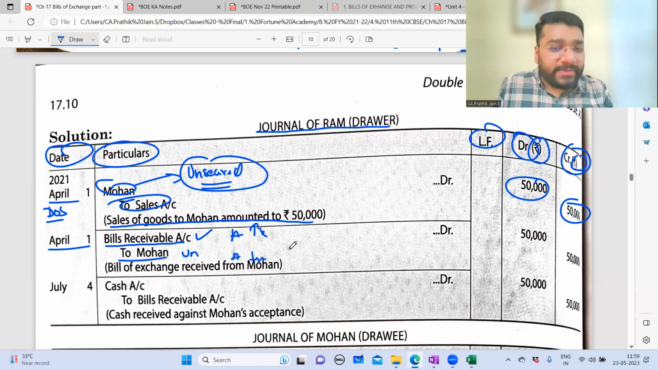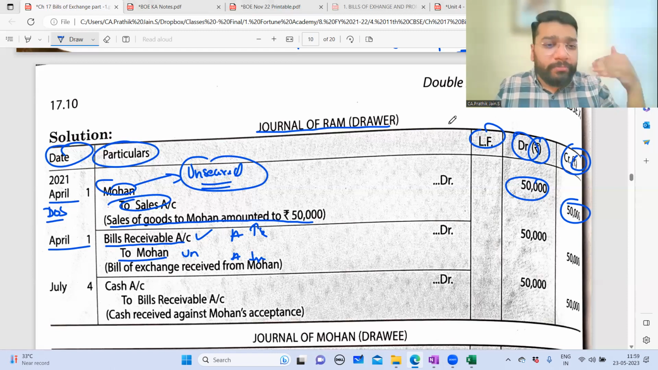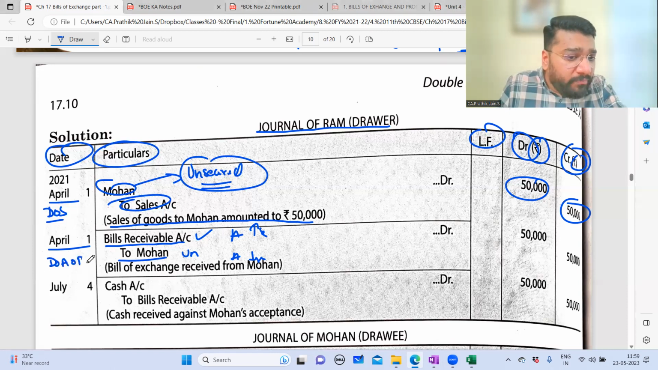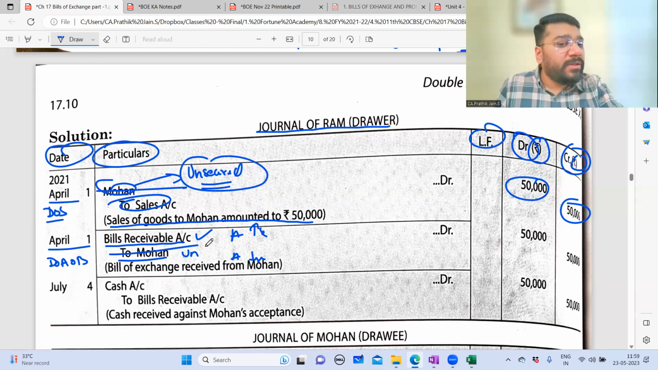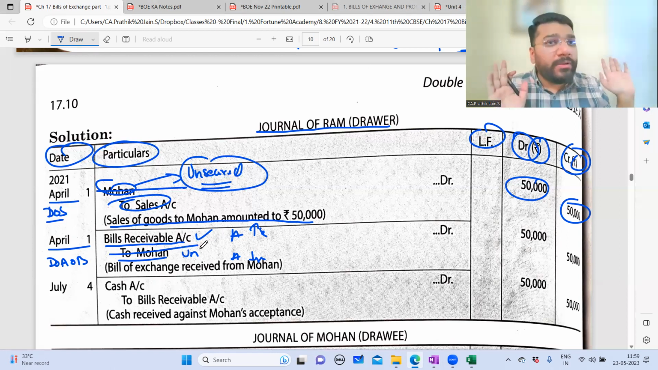Guys, here in foundation, 99% at every place we will be applying only the modern rule. So you have to be familiar with the modern rule. If anybody is not clear with the modern rule, please let me know. So this is on the date of acceptance of bill: bills receivable to Mohan. So what happens now? Mohan debit, Mohan credit is cancelled. So what is the net entry? Bills receivable to sales. That is the net impact of the two entries.